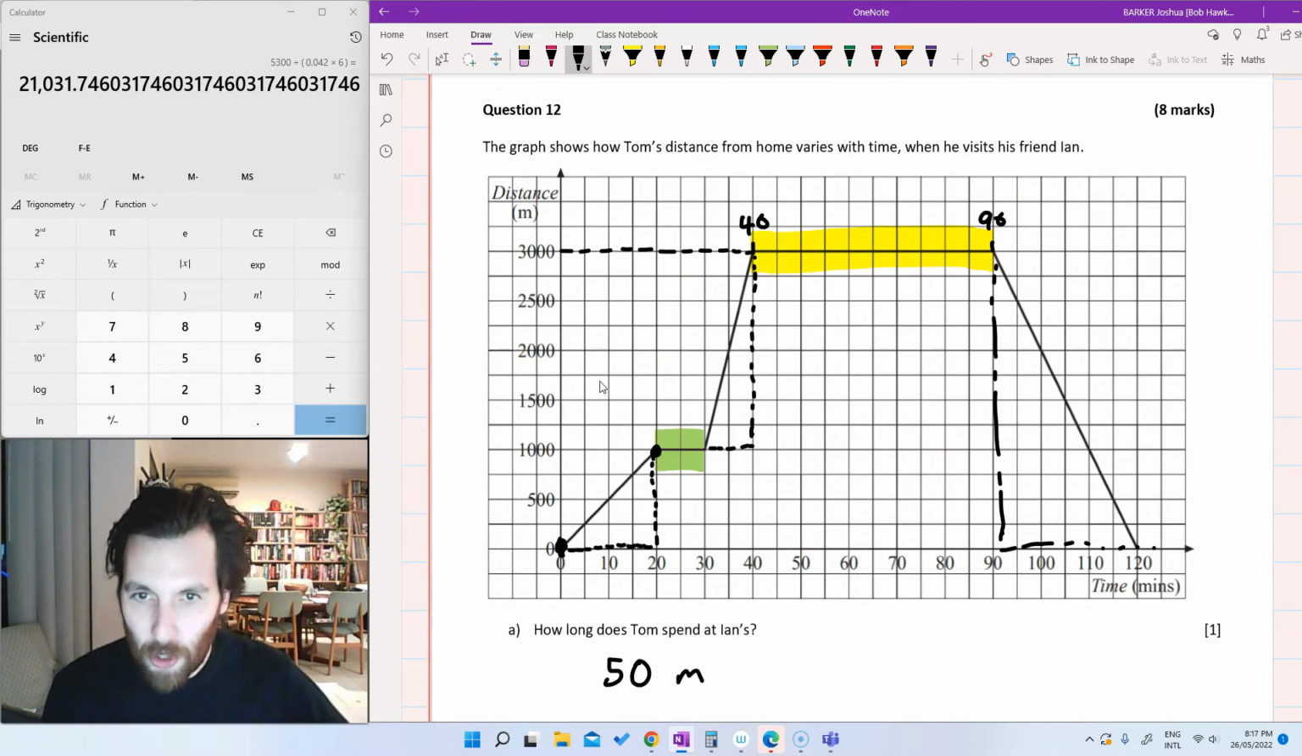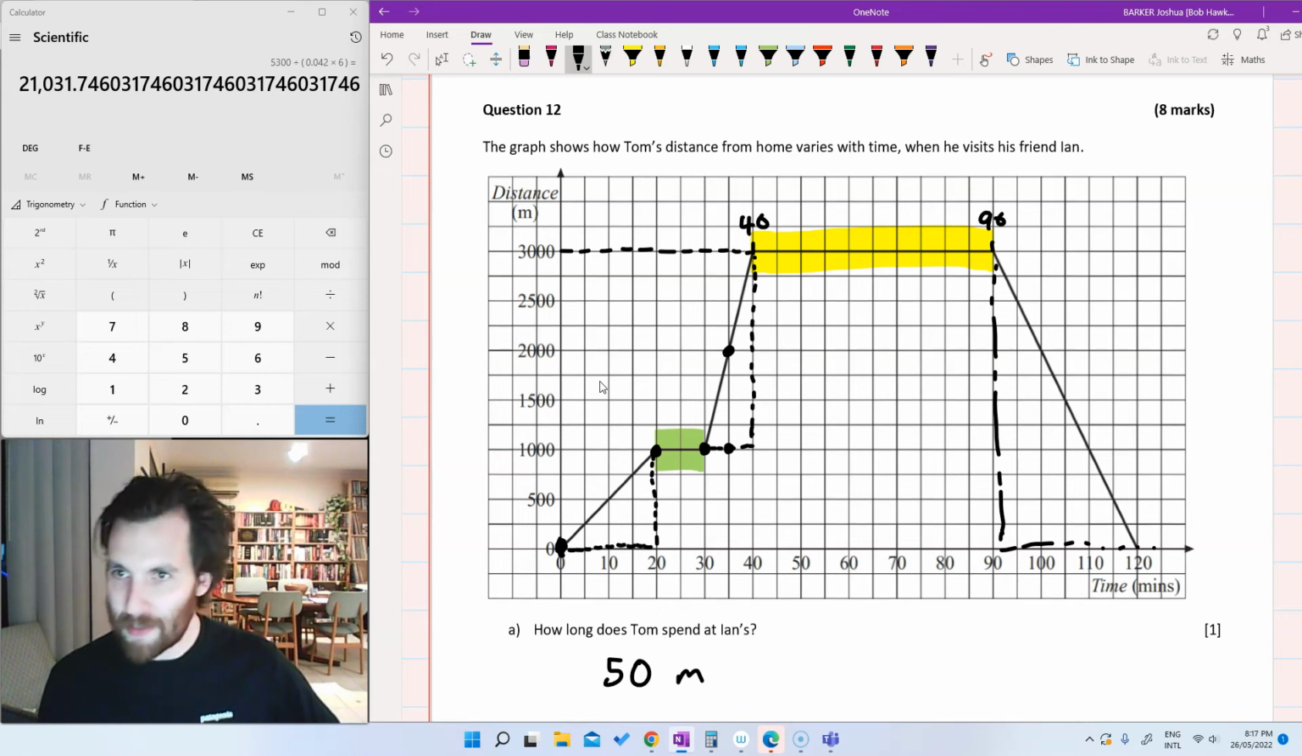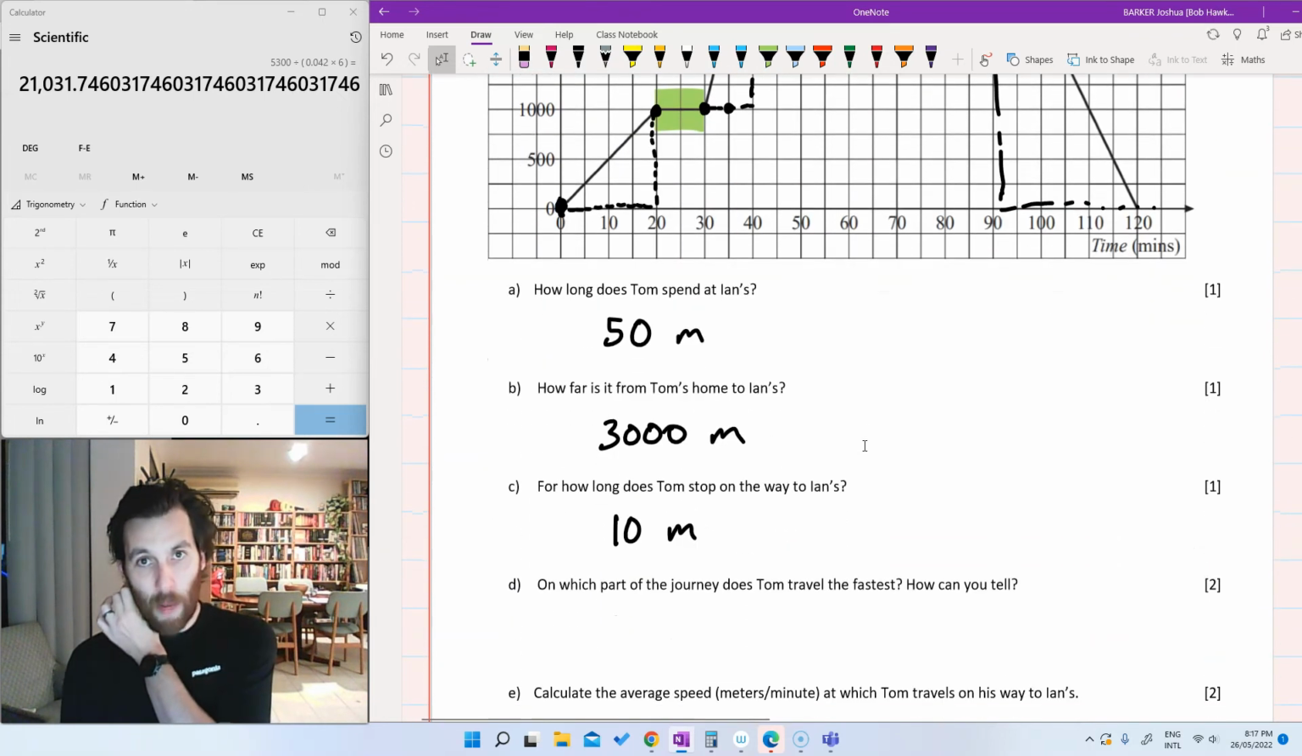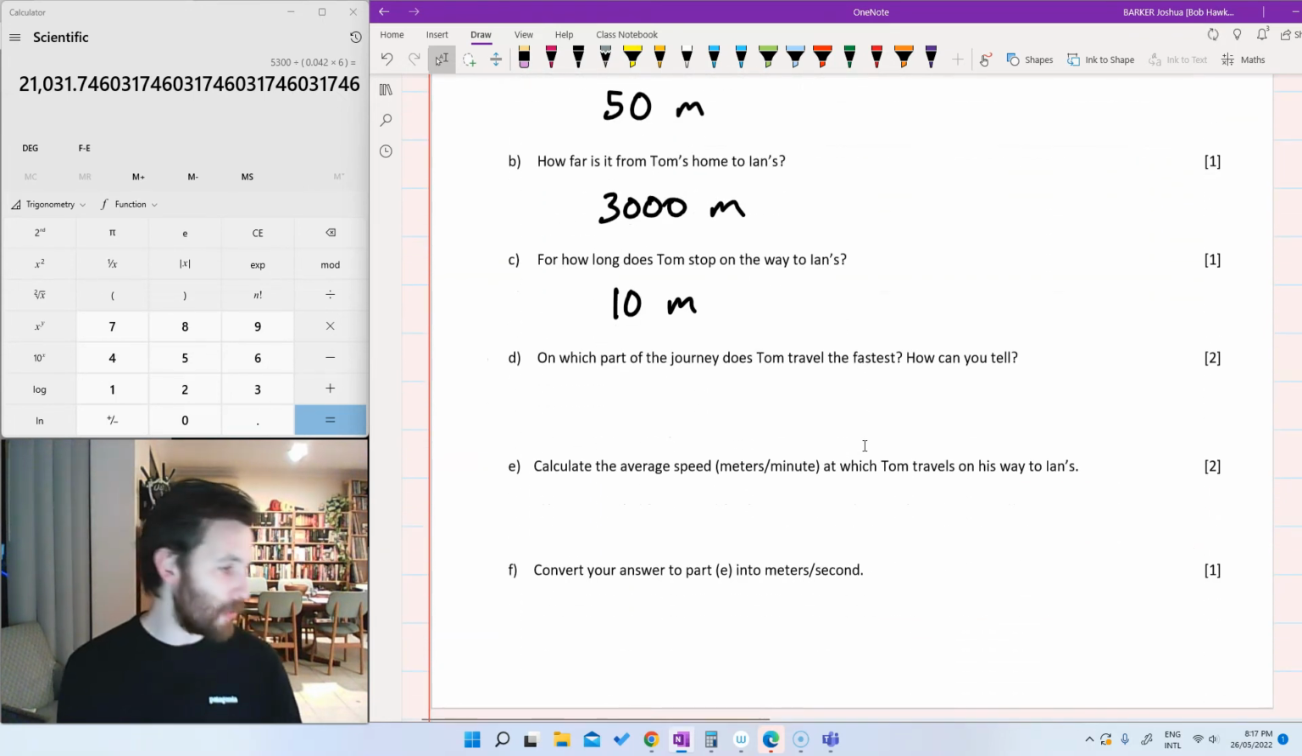So here we've got a gradient of 1 unit across and 4 units up. That's steeper than what we've got on the left-hand side. On the right-hand side, we go 1 unit across and 2 units down. So the steepest gradient is going to be before he gets to Ian's, but after he's actually stopped. So 2 marks for this question.